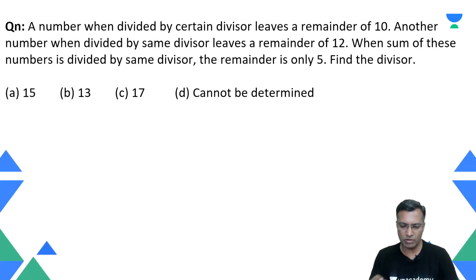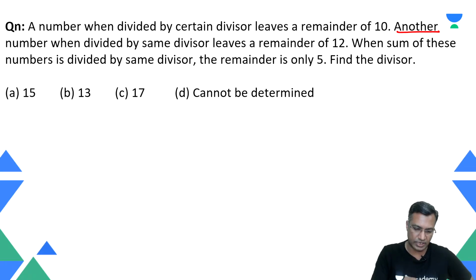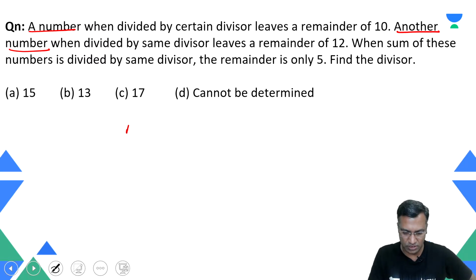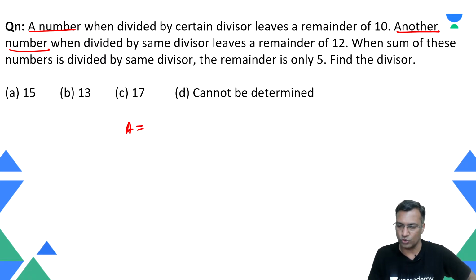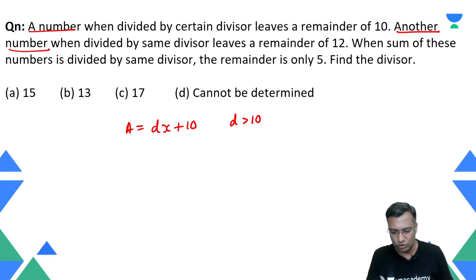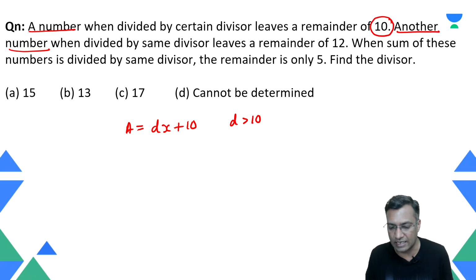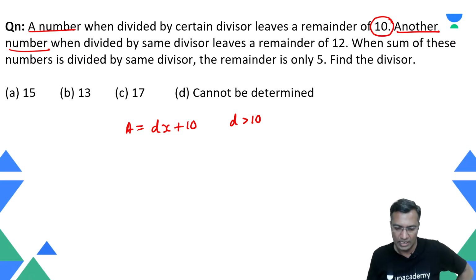Okay, a number when divided, there are two numbers, right? There is a number and there is another number, which means there are two numbers. Let's take the first number a is equal to, there is some divisor, some quotient. I'm writing the quotient as x and there is a remainder 10. All I know is what? The divisor is greater than 10. That's the only thing that I know from here, because the remainder is 10, therefore the divisor has to be greater than 10. That is the only fact I know about the divisor from here.